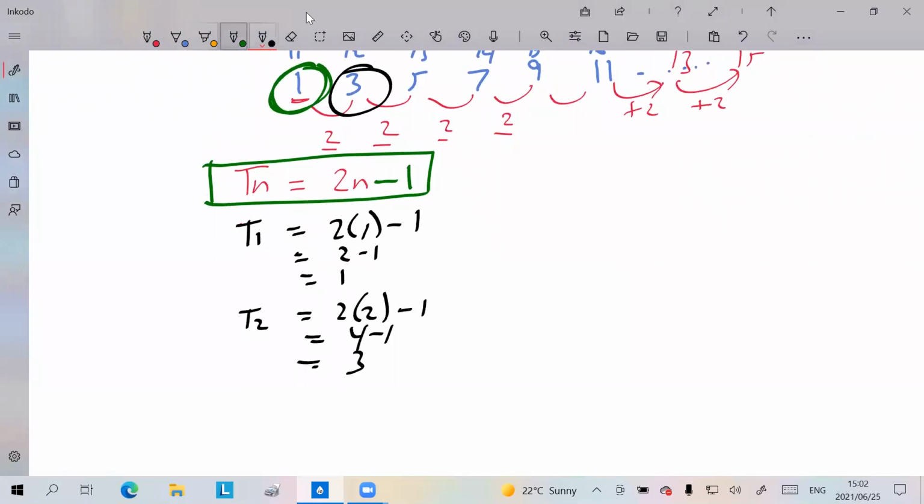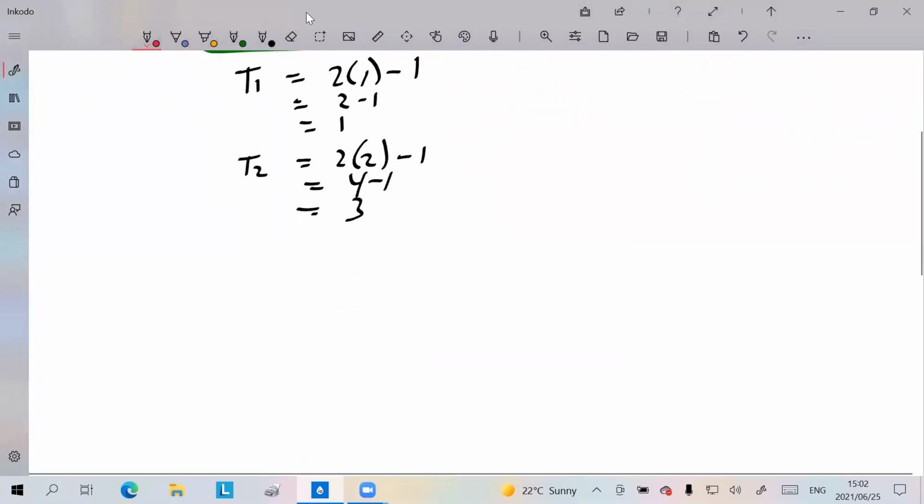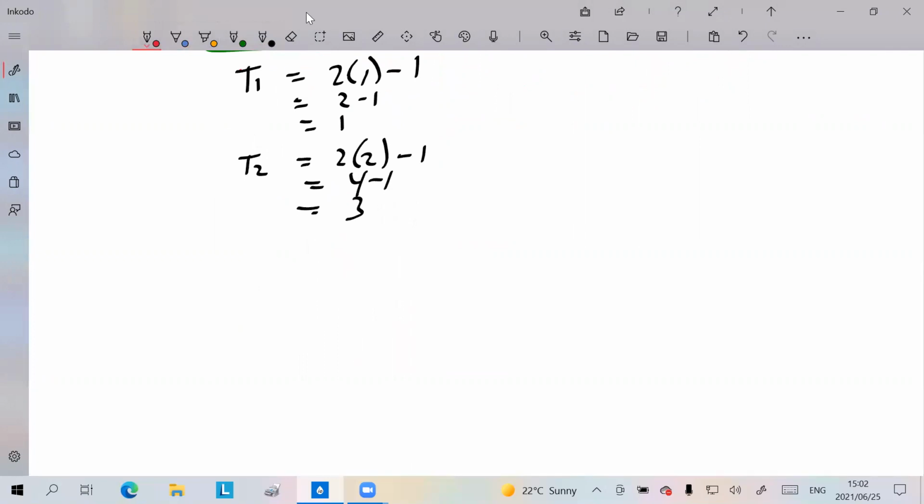Let's keep it simple. Let's take 6, 9, 12, 15. Now the first question: what are the next 2 terms? You've got term 1, term 2, term 3, term 4. What are the next 2 numbers or terms?